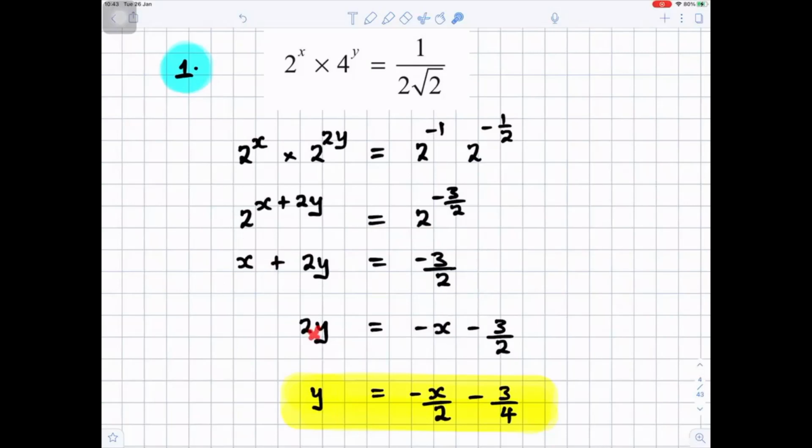And it's times 2y. The opposite of times 2 is divided by 2. So we take it to the right, it becomes minus x divided by 2 and minus 3 over 2 divided by 2, which gives you minus 3 over 4. So your answer is y equals minus x over 2 minus 3 over 4. So y is now the subject of that equation.